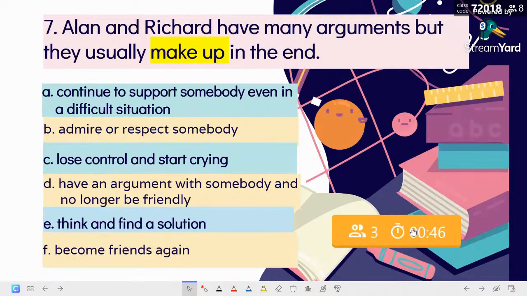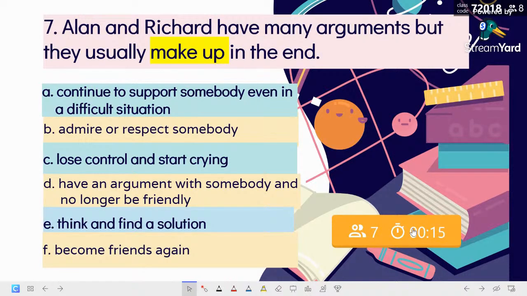Okay, this is our last topic for your Form 4. We are almost going to finish your Form 4 units. Okay, 6 already answered. Oh, there's one more. Anything, you can write at the chat box, just in case.